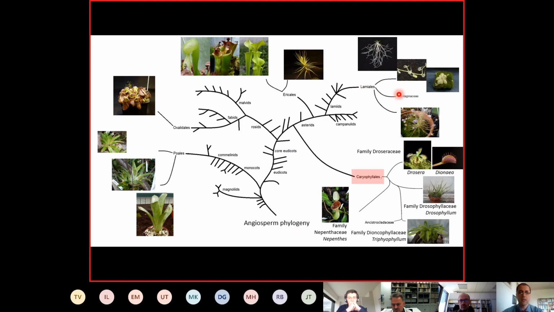The oldest and most diversified clade of carnivorous plants lies in Caryophyllales. Apart from fully carnivorous clades or families like Droseraceae, Drosophyllaceae, and Nepenthaceae, it contains also two non-carnivorous families, Ancistrocladaceae and Dioncophyllaceae, which evolved from a carnivorous ancestor but lost their carnivory, with the exception of the strange Triphyophyllum peltatum, which is sort of part-time carnivorous.